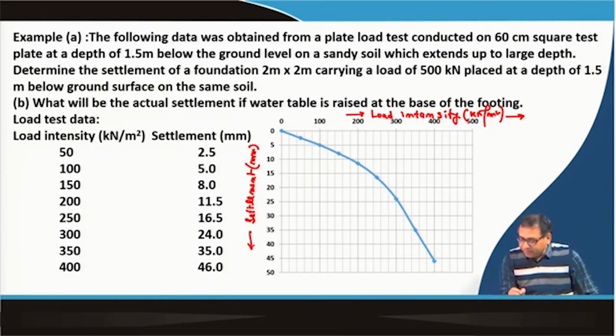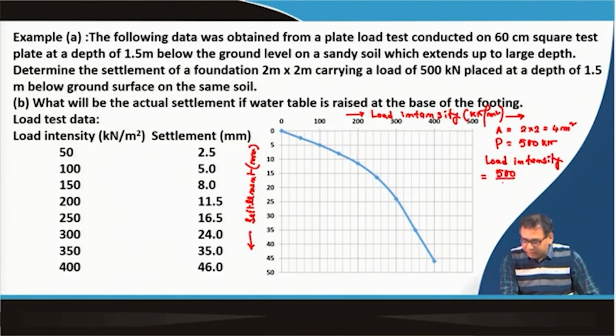Now, the area of the real foundation is 2 cross 2, that is 4 meter square, and the load applied on the real foundation is 500 kilonewton. So, the load intensity is equal to 500 divided by 4, which is 125 kilonewton per meter square. Okay. So, the load intensity of the foundation is 125 kilonewton per meter square.